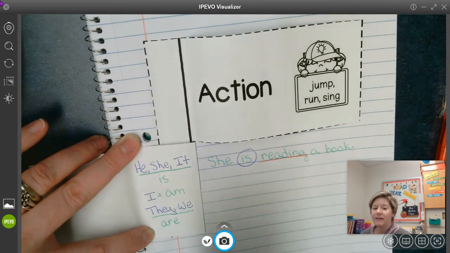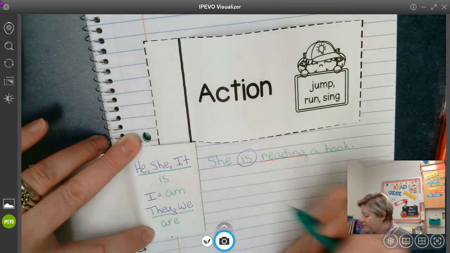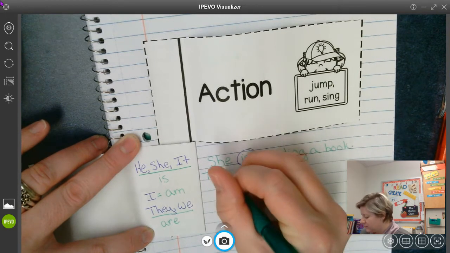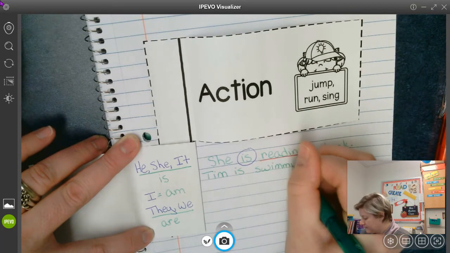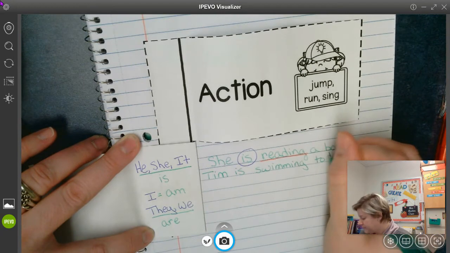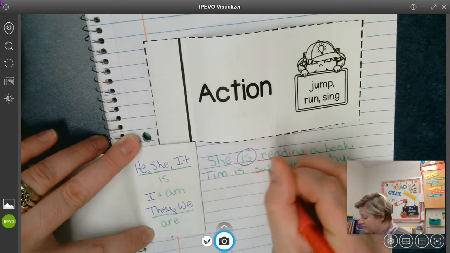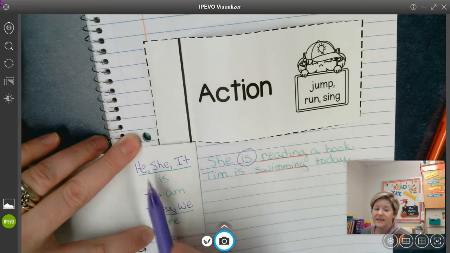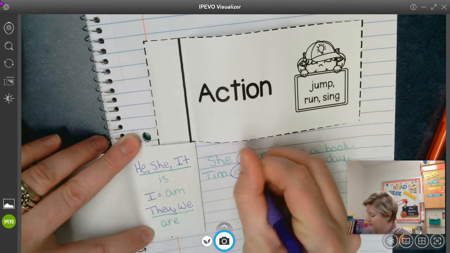Okay. The same goes for if we have a name in there that we could substitute one of these pronouns for. Okay. So if I had a sentence like Tim is swimming today, we know that our action verb is swimming because that's what Tim is doing. Now, Tim is a he. So since Tim is a he, I'm going to use the linking verb is. Okay.